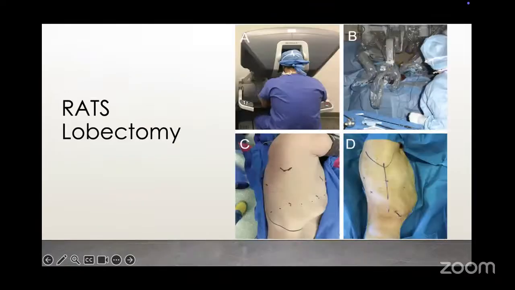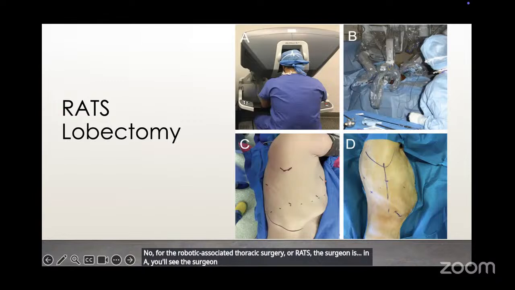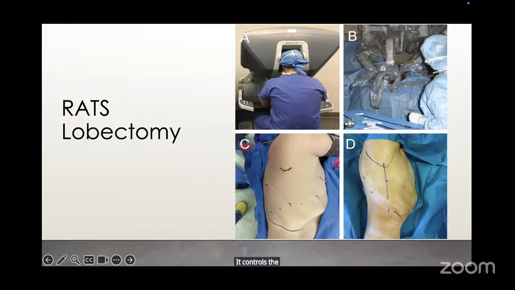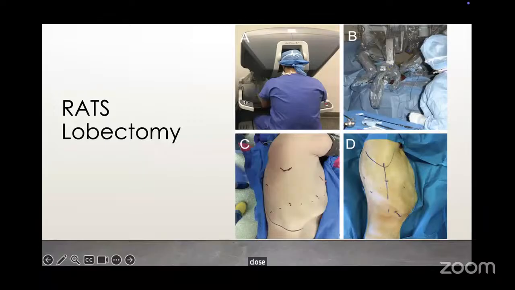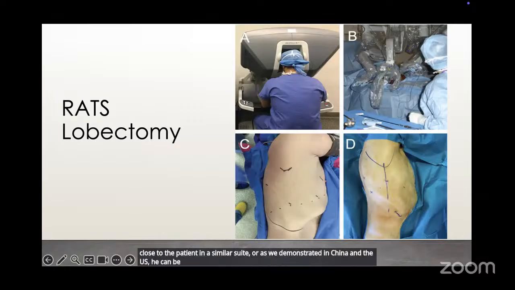Now, for the robotic-assisted thoracic surgery, or RATS, in A you'll see the surgeon sitting inside a console. That is where they control the arms which are over the patient, seen in picture B. And C and D are showing different approaches. But the surgeon in picture A at the console can be either close to the patient in a similar suite, or as has been demonstrated in China and the US, can be as far as thousands of meters away.